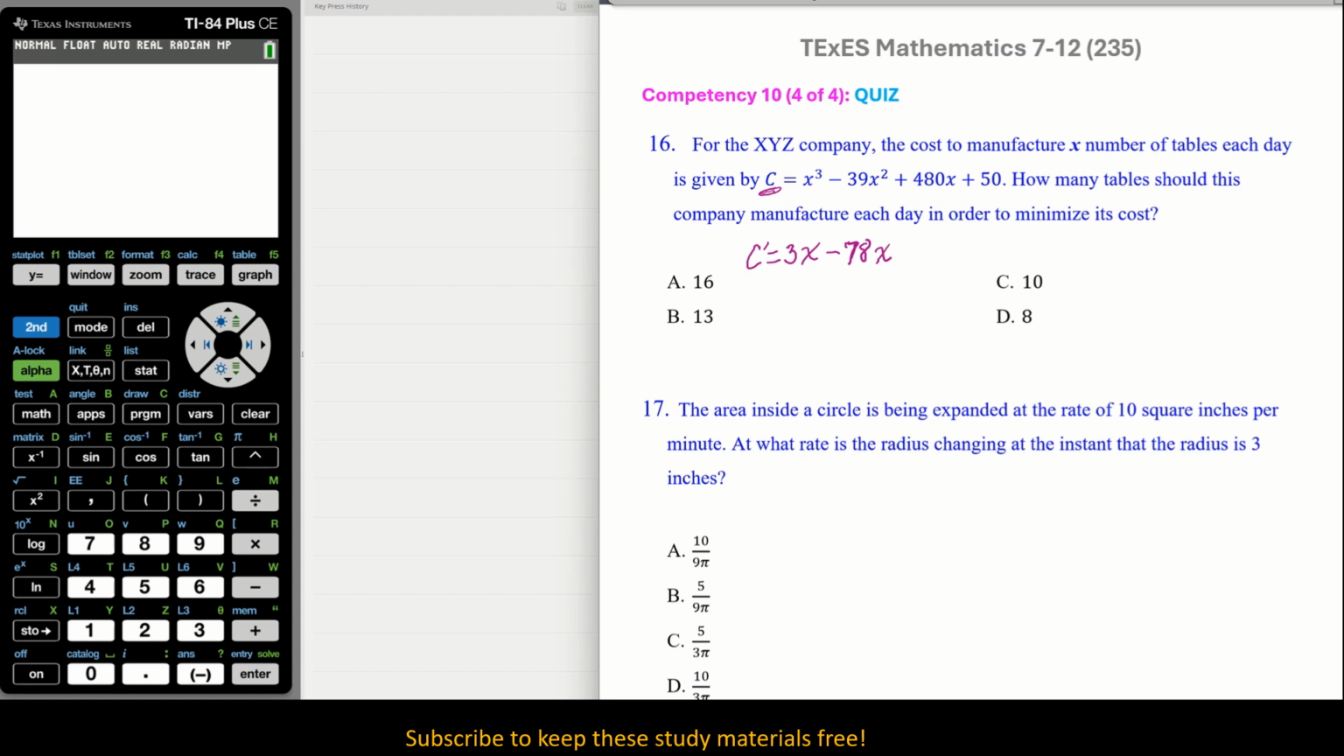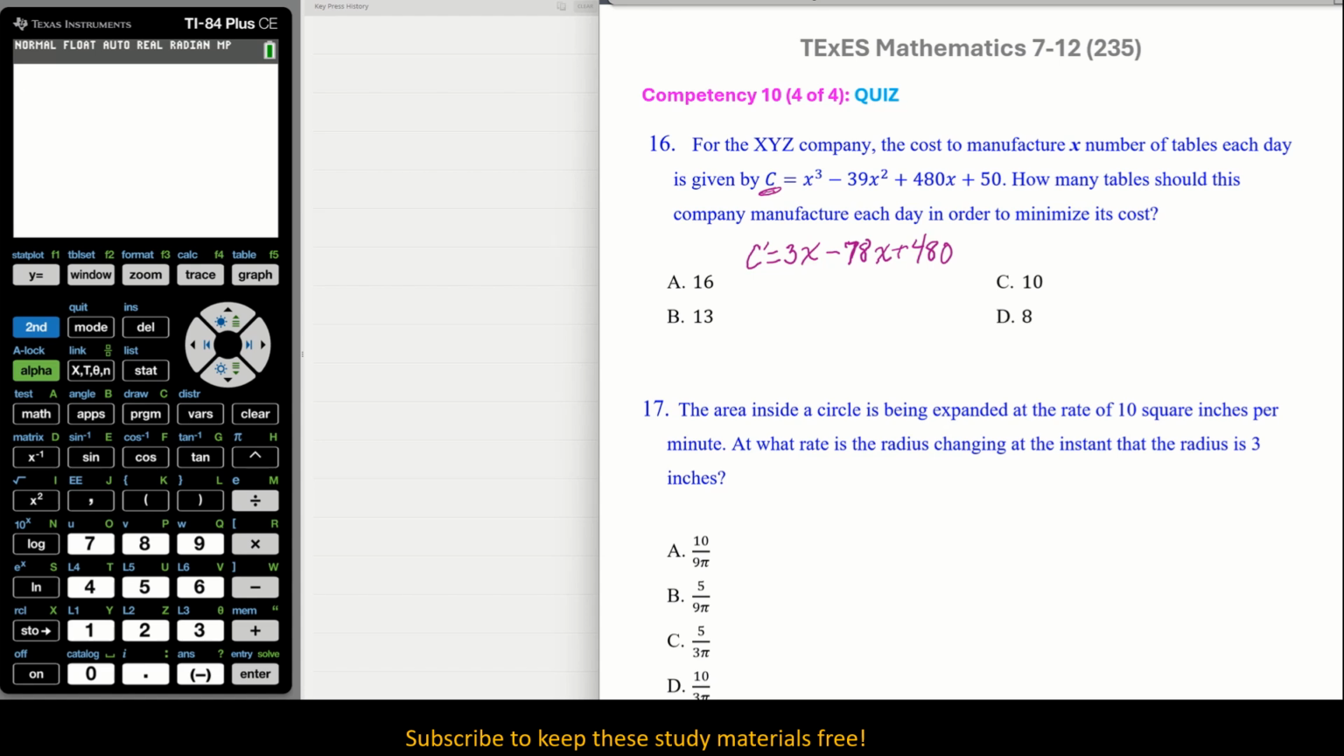And that's 78x plus 480x plus, oh, there is no plus 50. We're taking the first derivative, and that constant goes away. That looks better. I just started copying everything down. That's not the first derivative.